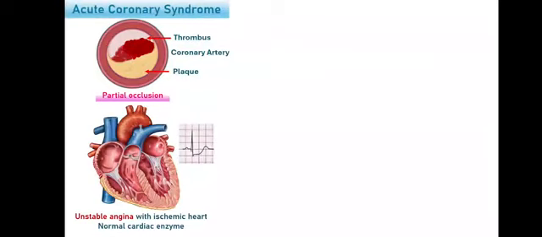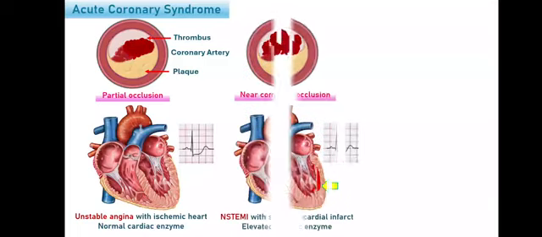Here we see the coronary artery lumen is partially blocked by the developing thrombus overlying the plaque. We see here the cardiac muscle is ischemic due to the developing thrombus, but there is no necrosis. As a result, the cardiac biomarker will remain normal, but there is ST segment depression in ECG.